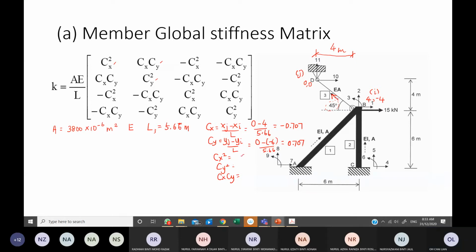What is the value of cx squared, cy squared, and cx cy? 0.5, 0.5, 0.5, negative 0.5. All right. So now you have all these values from this template. You can directly apply this template. Now your elements you're finding for K3. Maybe I give you 2 minutes to complete this.